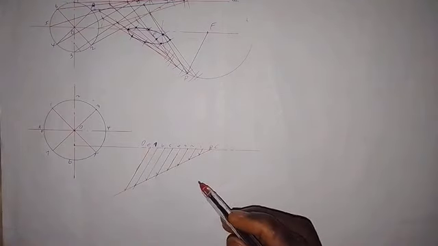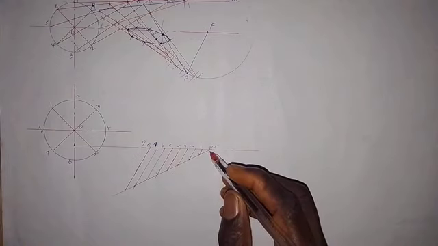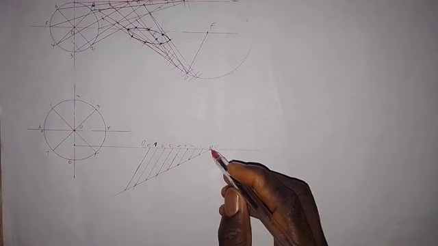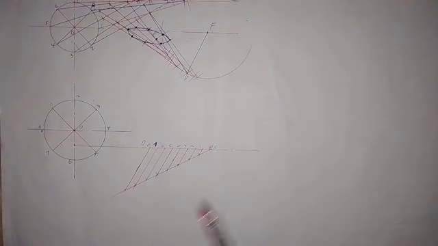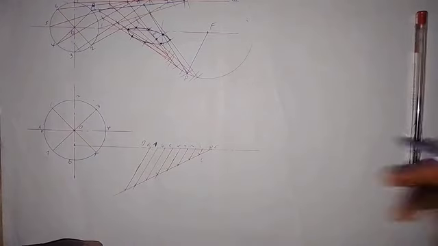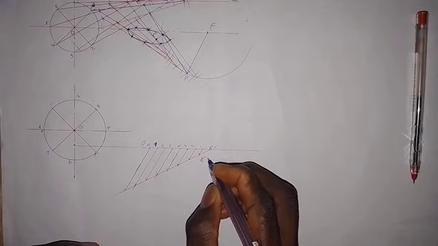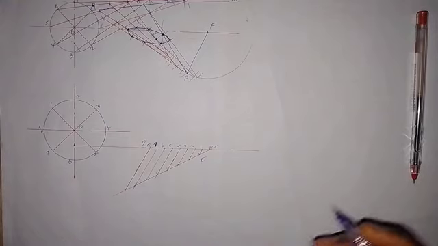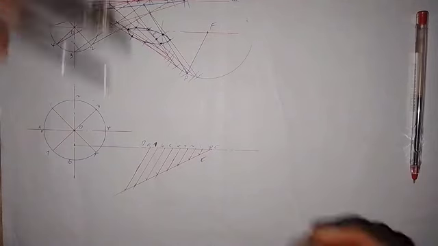So now, as we are told, point E is moving. It moves from C to D and then comes back to E. That's what we are told in the question. So this is where we have E, and this line is E, as we have in the question. Now I want to locate point B.